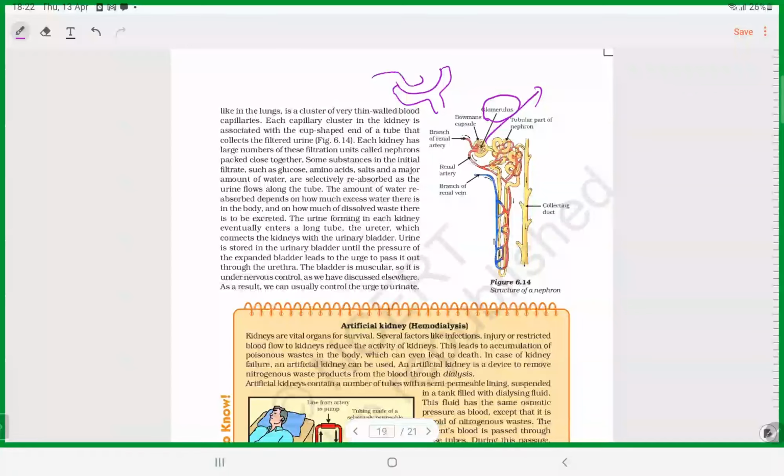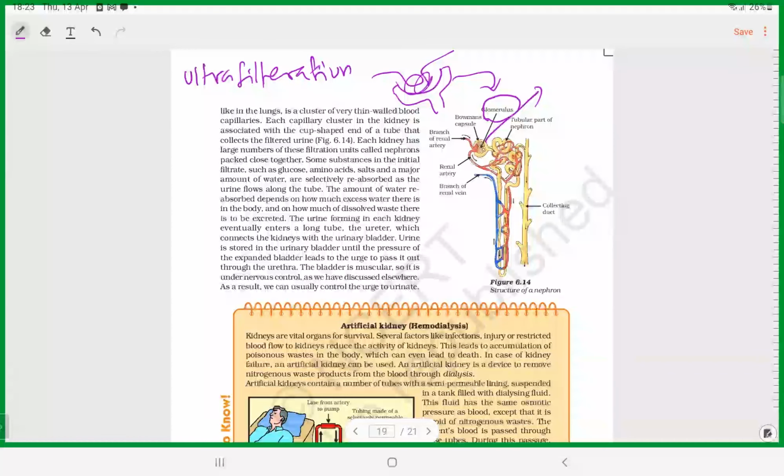Here blood comes and goes. This unit is called what? Glomerulus. Okay, this is called what? Glomerulus apparatus. Here what occurs? Ultrafiltration.